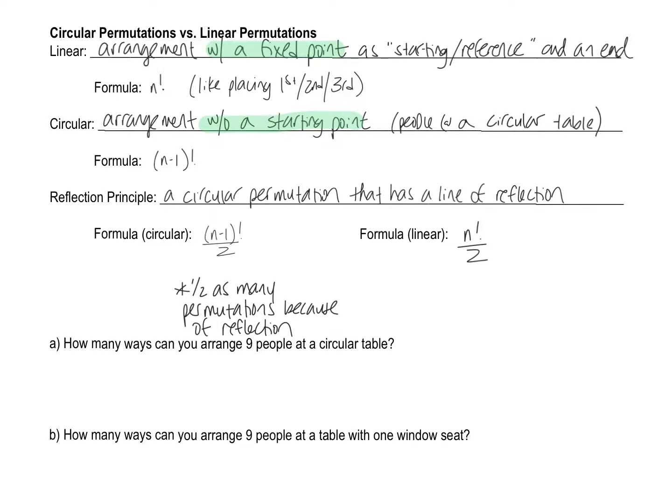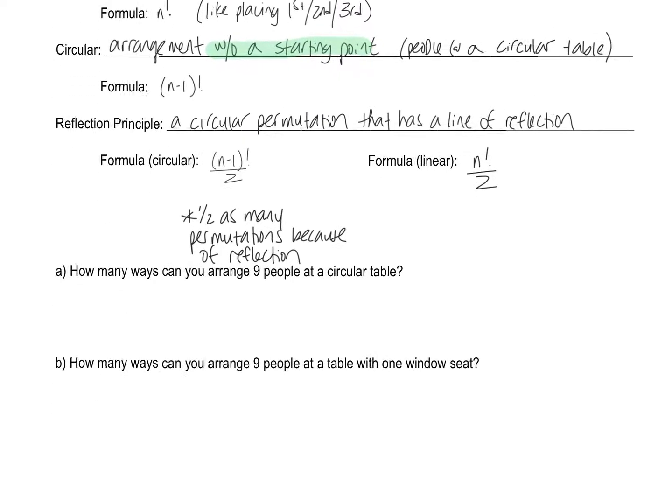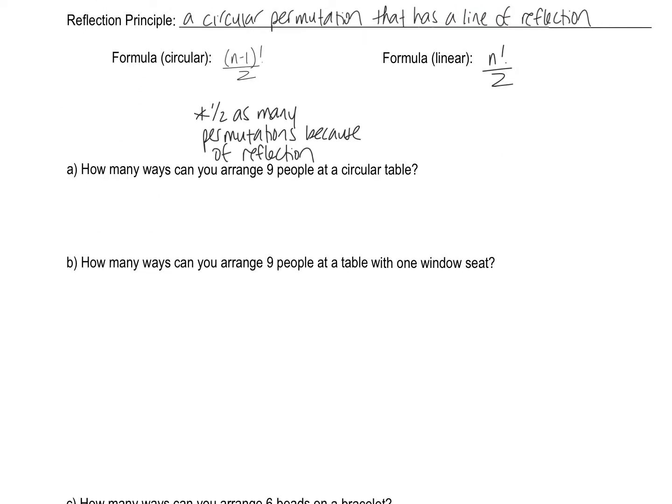Why don't we do that for a table with people sitting around it? Because you can't flip a table with a bunch of people over. It doesn't make sense, okay? So it's either a circular reflection principle situation or it is linear. This is going to be the kind that has a clasp. Okay, so I have a couple of practice problems for us to do involving those. How many different ways can you arrange 9 people at a circular table?